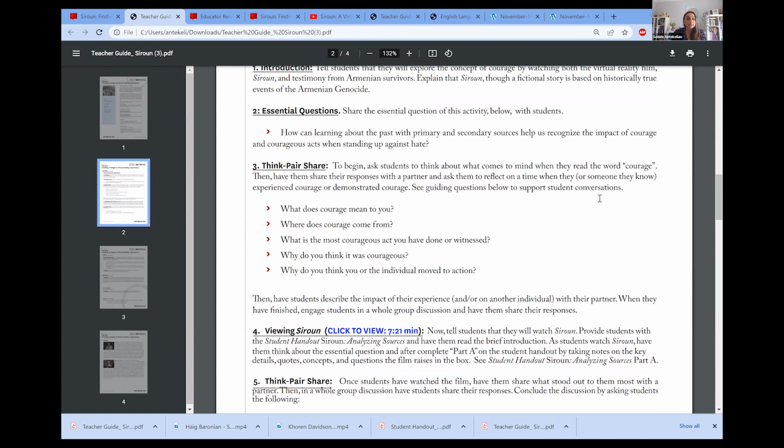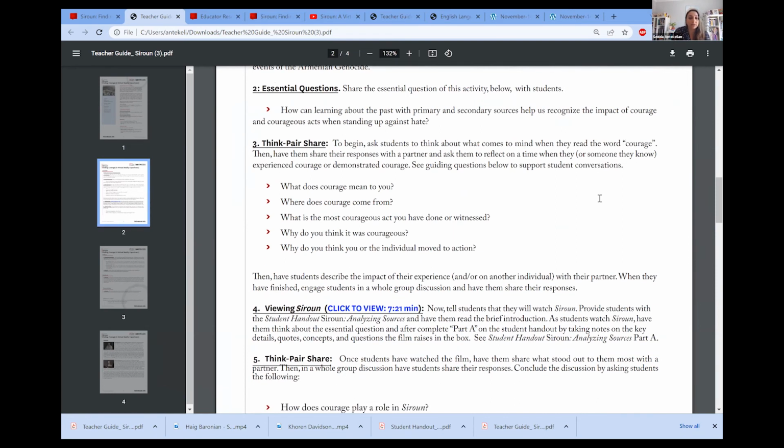How can learning about the past with primary and secondary sources help us recognize the impact of courage and courageous acts when standing up against hate? What does courage mean to you? Where does courage come from? What is the most courageous act you've done or witnessed? Why do you think it was courageous, or why do you think the individual moved into action?